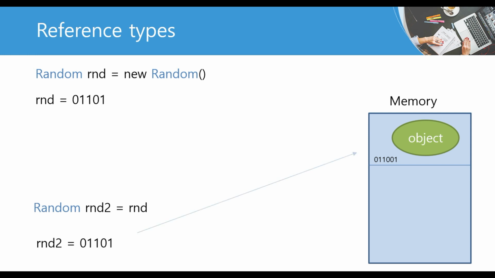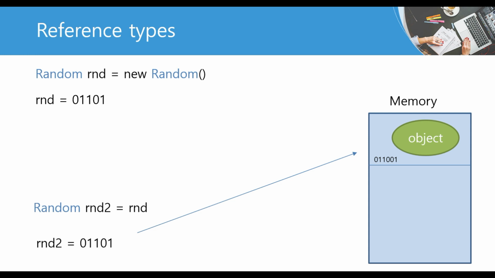So that's why when we perform an action from the rnd2 variable, the action will be performed on the object itself, which resides in a different location in memory. So if we perform an action on rnd2, basically the object in memory is changed. If we then look up this object with rnd, we will also see the changes that were made through rnd2, because rnd is also a reference to the object in memory.